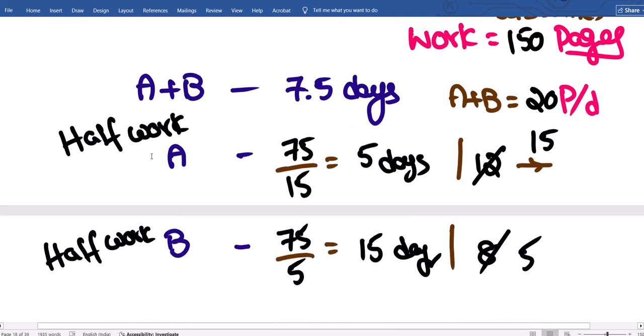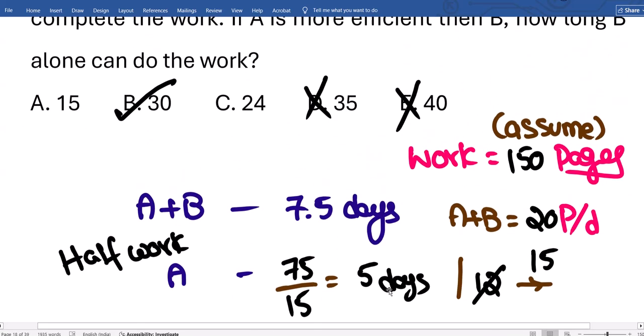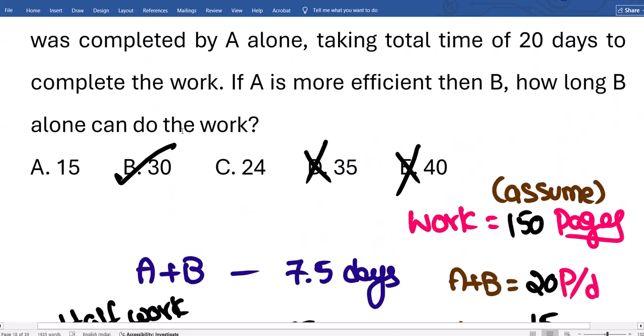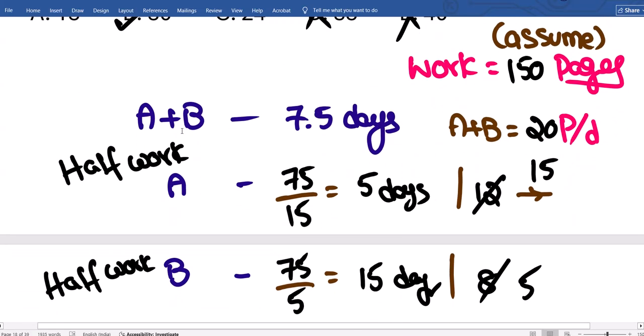15 is for what? Half of the work. The question is regarding completing the full work. 30 is correct. 30 is the answer. See this, this is using the trial and error method. No sir, we'll do the normal way. We'll give the equation also. How to do the question by the normal method, we will give the equation also. Now let's see about this approach.